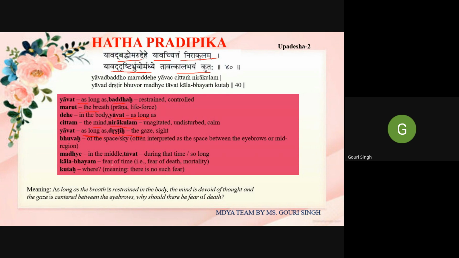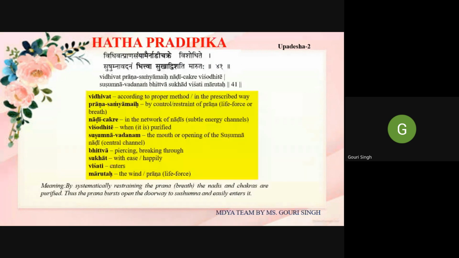Okay, so this sloka is telling that whenever the person is able to control his breath, automatically the mind becomes undisturbed, while focusing his eyes in the middle of the eyebrow. Then for one who is practicing like this, there will be no fear of death. So there will be no fear whenever one is practicing pranayama in this way.